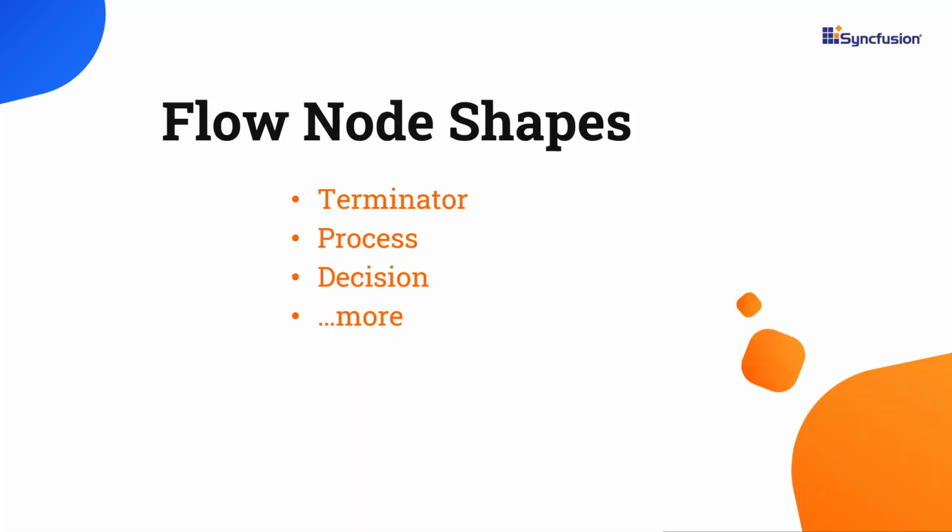Next, I will show you how to create a flow node type. It has built-in shapes such as terminator, process, and decision. These shapes are used to represent a process flow, like for analyzing and designing. The default shape is process. Let me create a flow node type with a terminator shape.